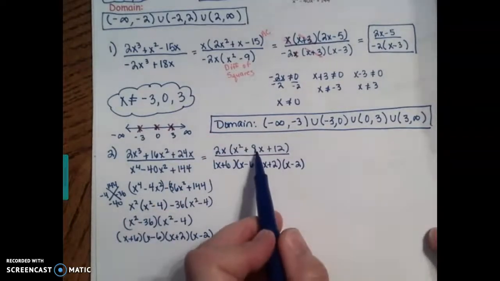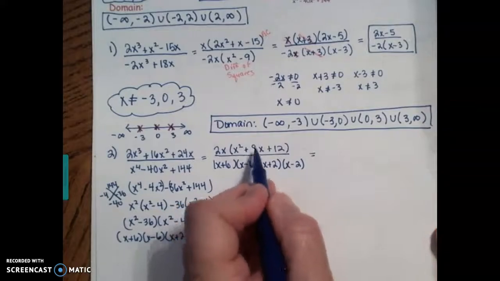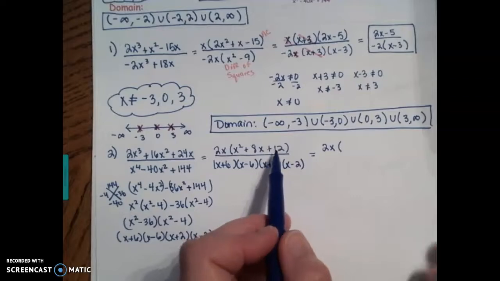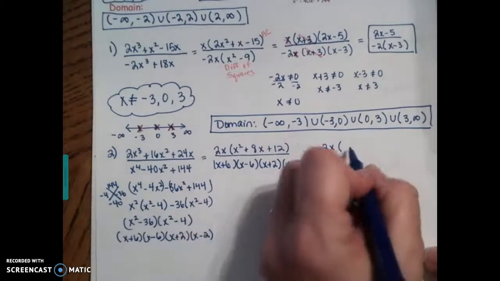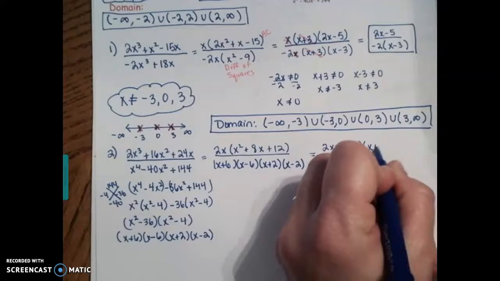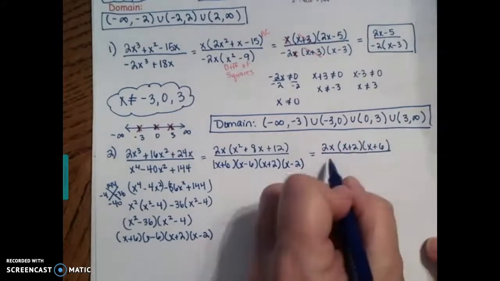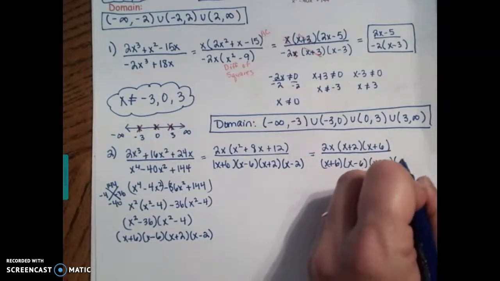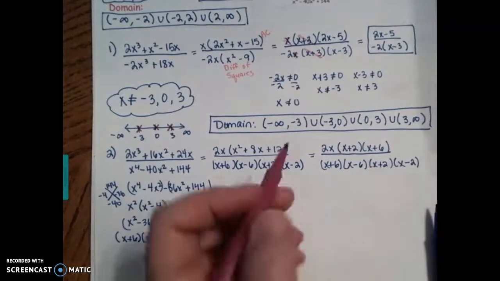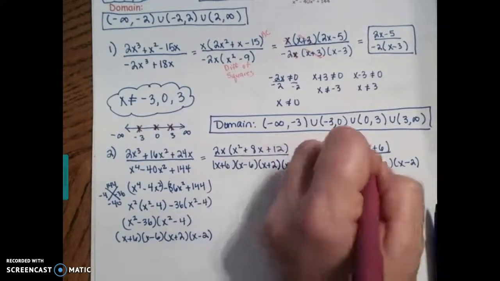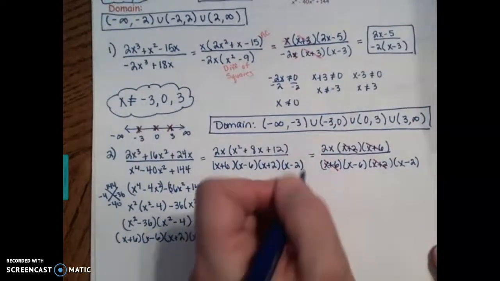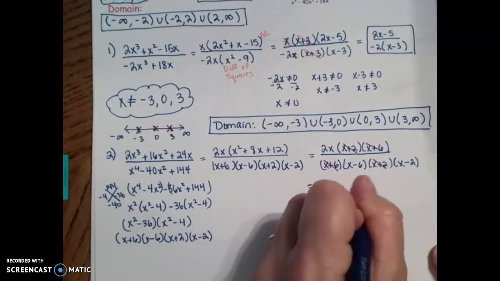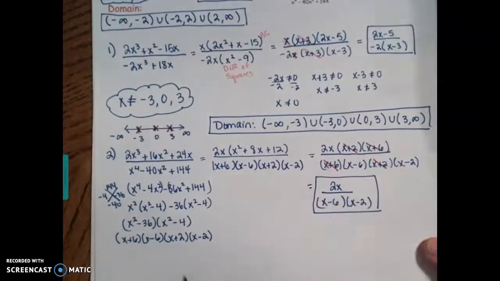And then we're not quite finished because I still can do AC with this numerator. So I have 2x times, so then think about this. Factors of 12 that will give you 8 would be 2 and 6. So x plus 2, x plus 6. We get to do the shortcut on that one. So I'm going to bring all this over again. And now we're going to cross out common factors. So then that's going to leave me 2x over x minus 6, x minus 2 for our simplified form.